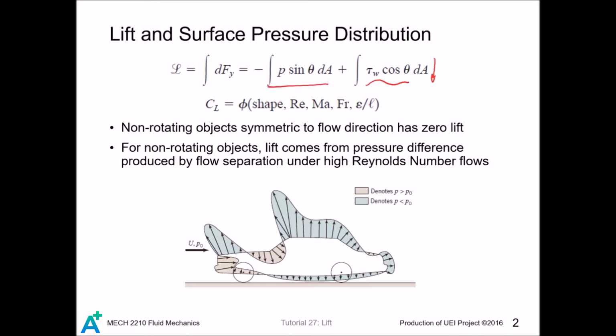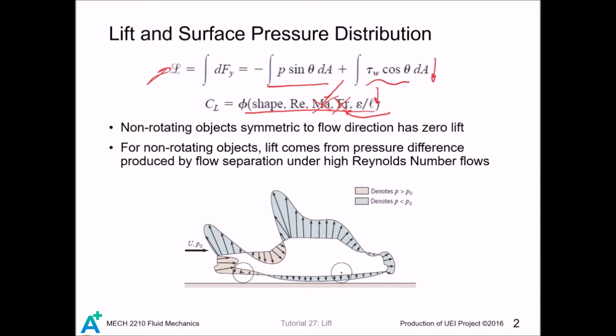And the lift coefficient is a function of these parameters, in which the Mach number here accounts for the compressible effect, and the Froude number here is dealing with the free surface. But we are not talking about these two in this course. And surface roughness is again rather secondary, since the shear stress itself is not important anymore. By looking at this integral, we can immediately see that a non-rotating object symmetric to the flow direction has zero lift.